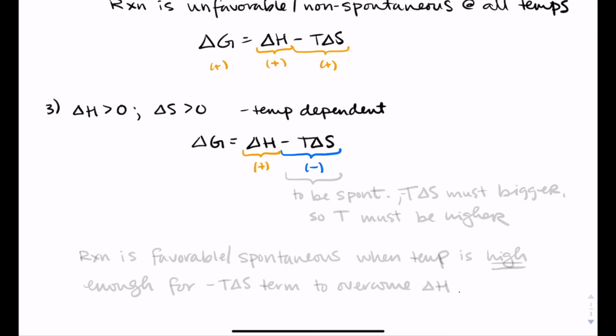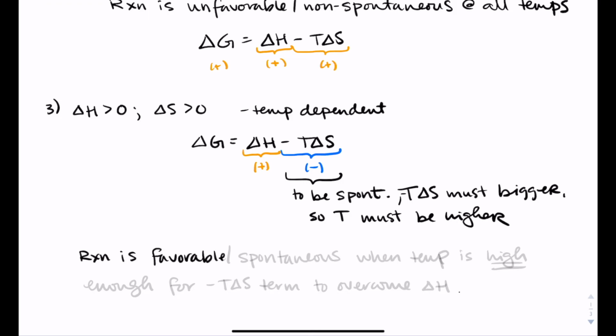So, in order to be spontaneous, the negative T delta S must be bigger, and I can make that term bigger by increasing the temperature. So, a reaction that has this set of thermodynamic characteristics will be favorable or spontaneous when the temperature is high enough for the minus T delta S term to overcome delta H.